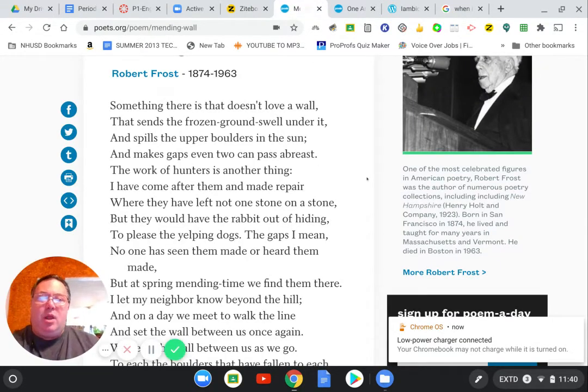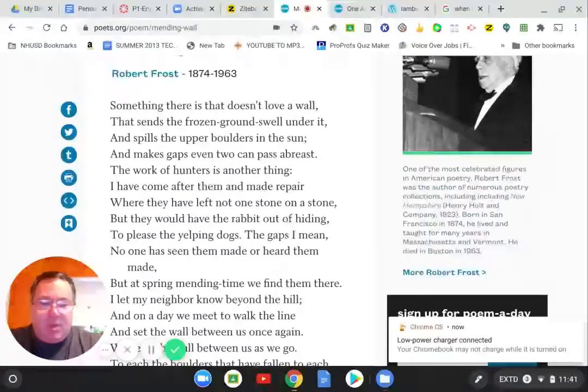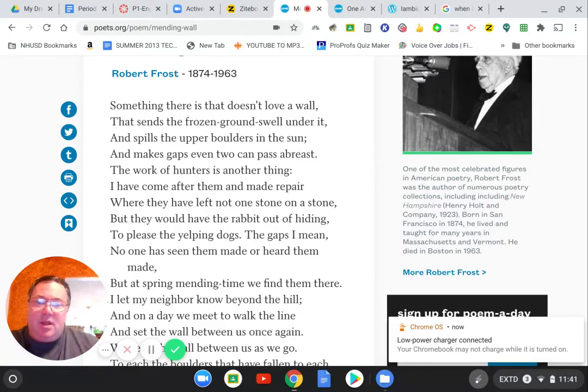We've got Mending Wall. Mending Wall is what's called a blank verse poem, and that is that it is in iambic pentameter, but there is no rhyming. It's not wall, sun, be. There's no rhyming, but there is iambic pentameter. Let's look at the second line. That sends the frozen groundswell under it, and spills the upper boulders in the sun, and makes gaps even two can pass abreast.